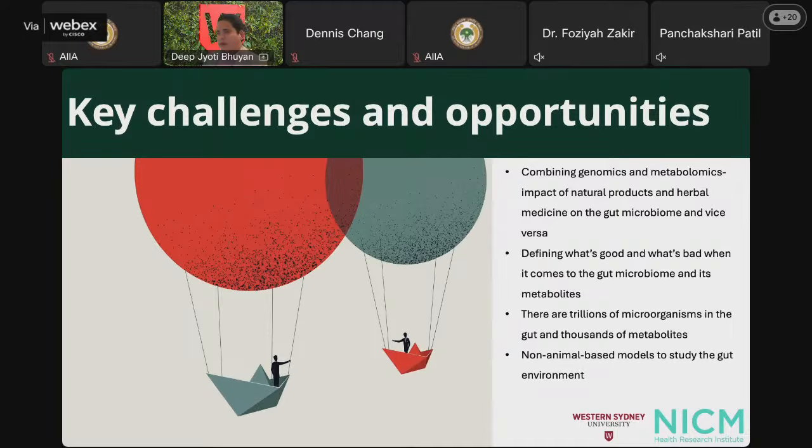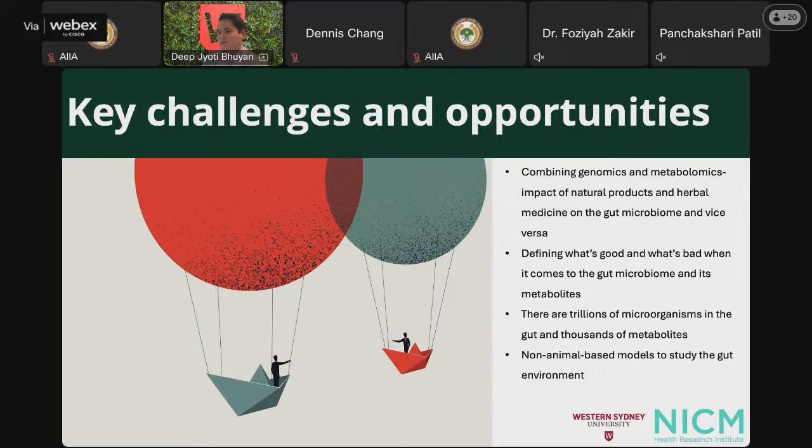So defining good and bad gut microbiome is also very convoluted. It is not very clear what is good and what is bad, and we have been trying to do so. And there are, as I said previously, trillions of microorganisms in our gut, so it's very hard to characterize them.